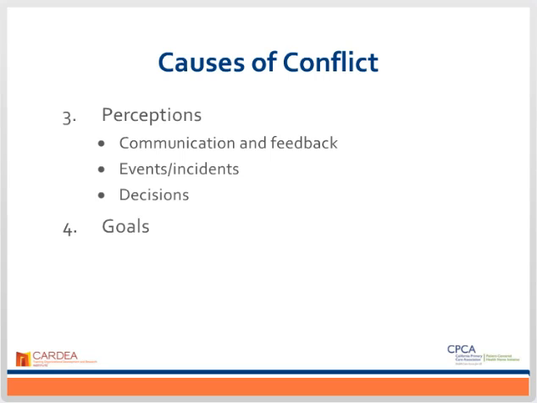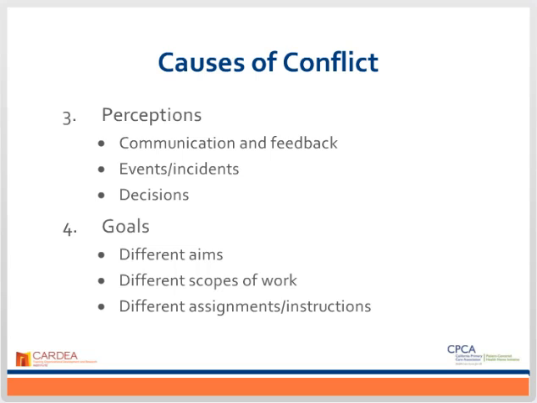Fourth, conflicts can occur when individuals have different goals, whether aims, scopes of work, or assignments and instructions. For example, a provider's aim may be to provide high-quality, patient-centered care, while a billing coordinator's primary responsibility may be to ensure that the organization receives payment for services rendered. While both aims are clearly important, providers and billing coordinators may be at odds when billing coordinators need to request time with providers to ensure that procedures are coded properly to minimize rejection.